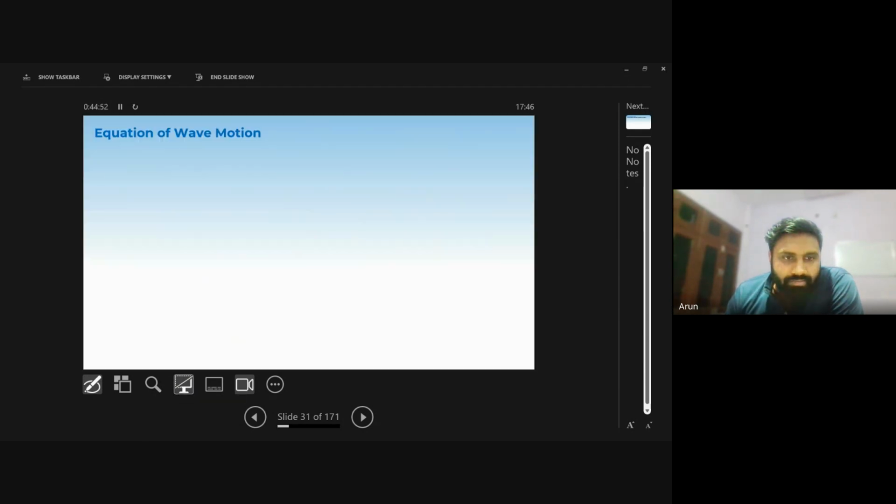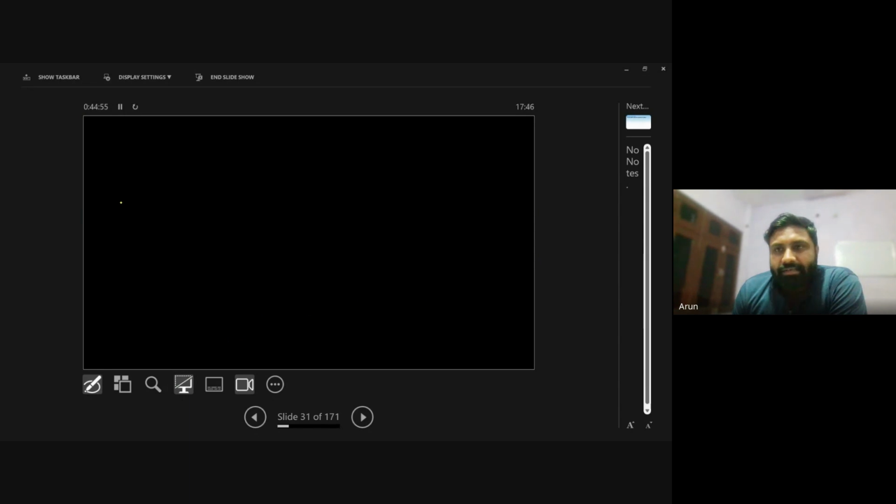So now we will take some functions and try to establish it. First, y equals ln(5x + 3t). Second, a very famous example, y equals e raised to the power (x − vt) whole square. So these two examples we are going to cross-verify, to see whether they represent a wave or not. Firstly, we will talk about this.